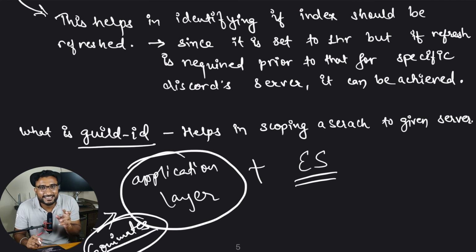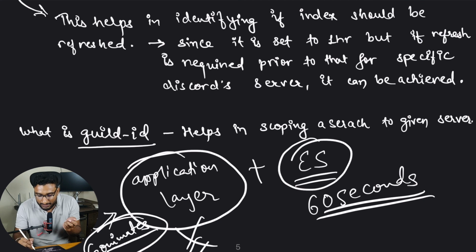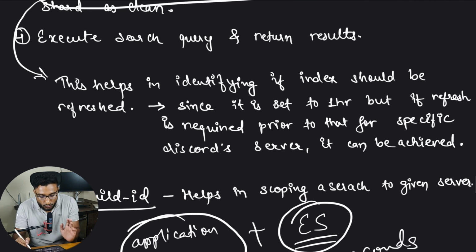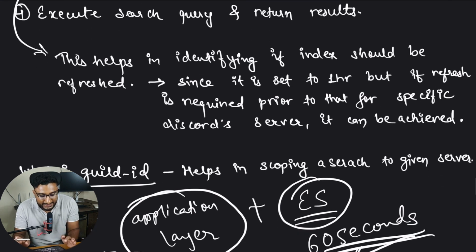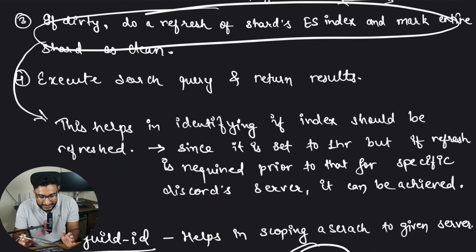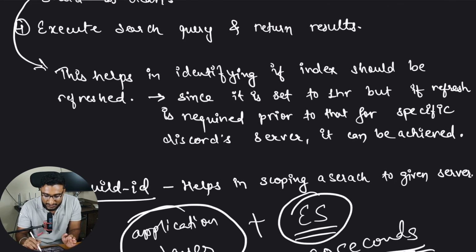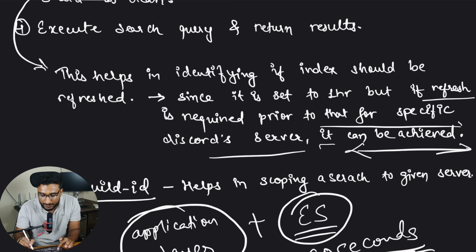Cool. And in case you don't get any search query, then the ES 60-second refresh interval will be in effect. So even if there is some issue with this, ES can manage that. Cool. So this is the reason we have our extra third point and we are creating those mappings. This will help decide whether the index should be refreshed or not. Since it is set to 1 hour, but if a refresh is required prior to that for a specific Discord server, it can be achieved via the mapping we are maintaining.